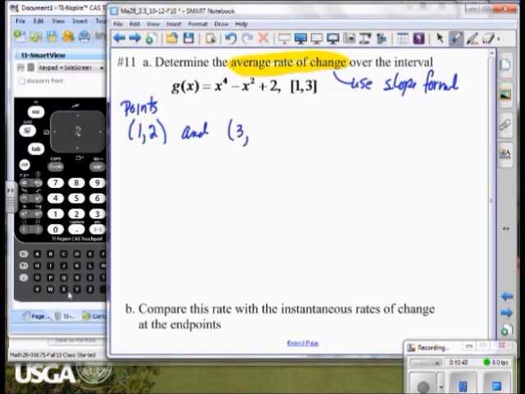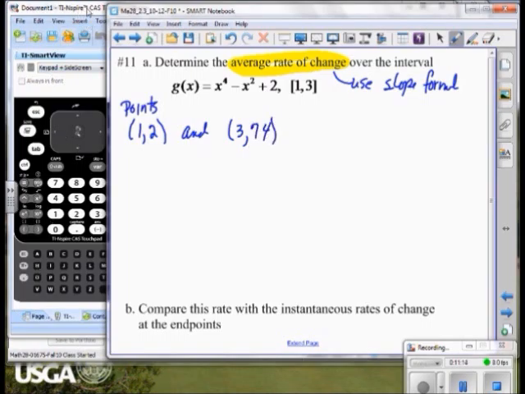The output for 3, now we've got to really think. 3 to the 4th is 81. I'm pretty sure of that. I know it for sure. 81 minus 3 squared, which is 9. So 81 minus 9 is 72, plus 2 is 74. Now we can check that to be sure.